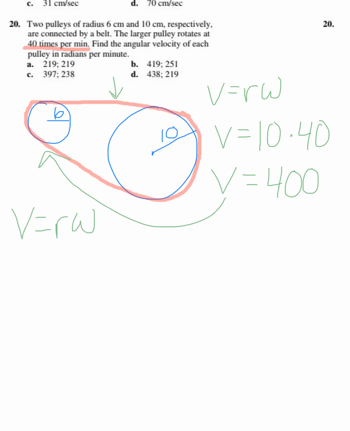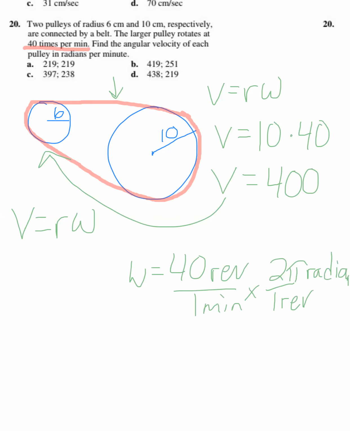40 times per minute. I think I had to change it into, oh yes, because W does need to be in radians. Yeah, okay, I was right. So they're telling me that I have 40 times per minute. So 40 revolutions in 1 minute. Oh, that's right. Okay, I got it. Sorry. So 1 revolution is equal to 2 pi radians. Okay, so now revolutions cancel out, and now I'll be in radians per minute, which is what I need. So that's going to be 80 pi radians per minute.